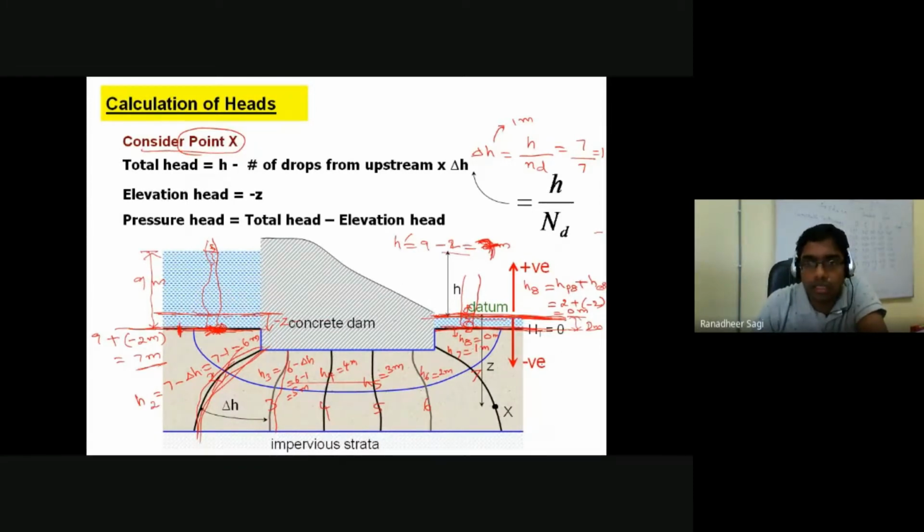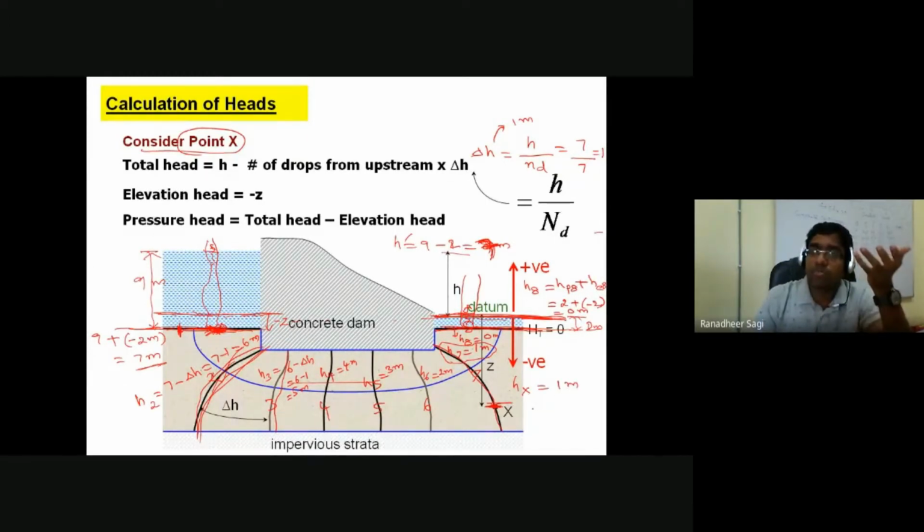So if I want to calculate the different head values at this chosen point X, where is this chosen point X? Chosen point X is lying on this particular equipotential line. Any point on this equipotential line will have the same total head value, which is 1 meter, because the total head corresponding to this equipotential line 7 is equal to 1 meter. So obviously point X is lying on that equipotential line. What is the total head corresponding to point X? It is simply equal to 1 meter.